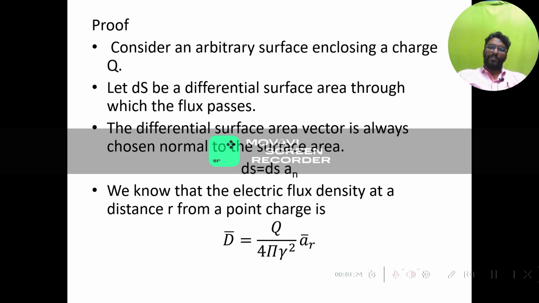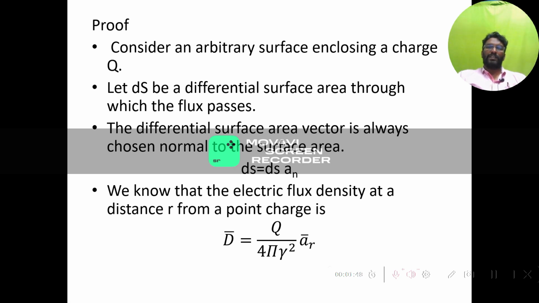Next we will prove Gauss law. We consider any arbitrary surface which is enclosing a charge Q, and dS be the differential surface area through which the flux passes. The differential surface area vector is always chosen normal to the surface, which is written as dS is equal to dS into an.